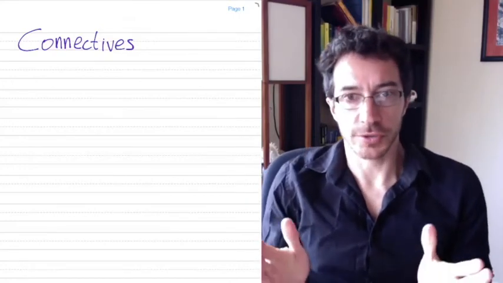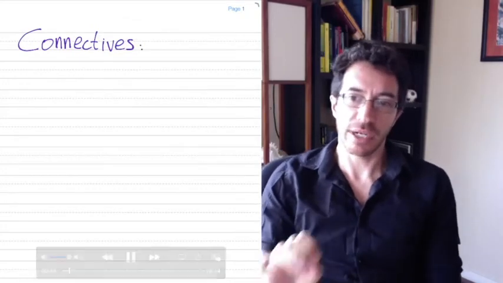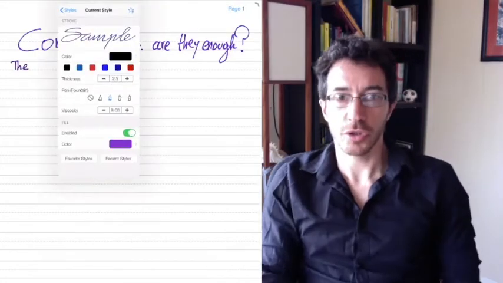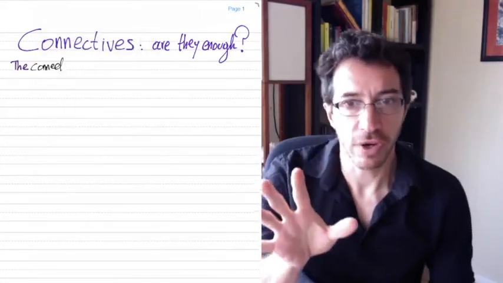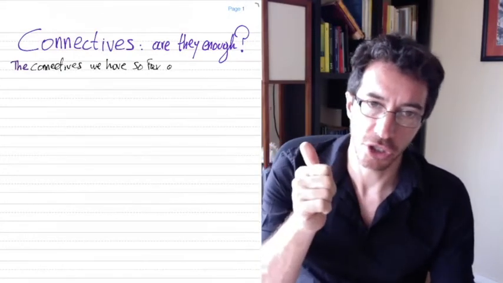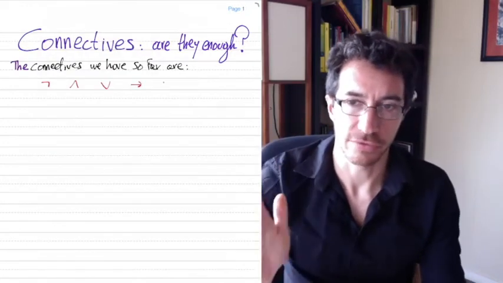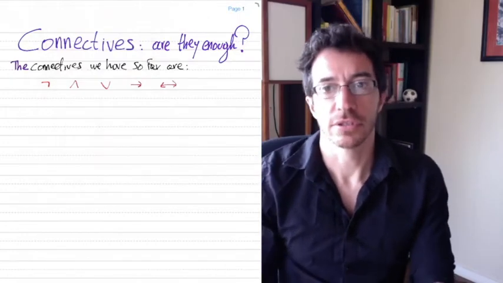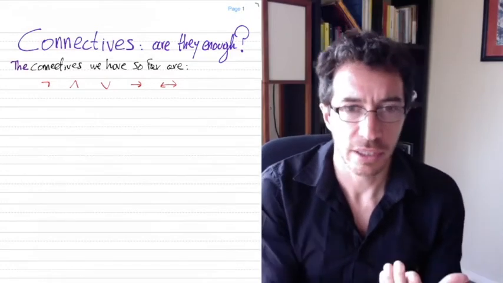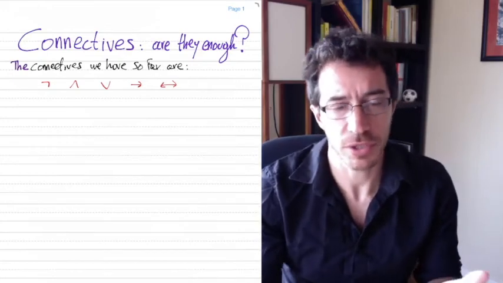Welcome everybody. So today we're going to be looking at connectives, and the question we're going to be looking at is, are they enough? So far we have 5 connectives that we've used, and they are not, and, or, implies, and if and only if, right? So are they enough? Is it possible that we may want to say something logically that we couldn't say with these connectives? It's an important question to ask.